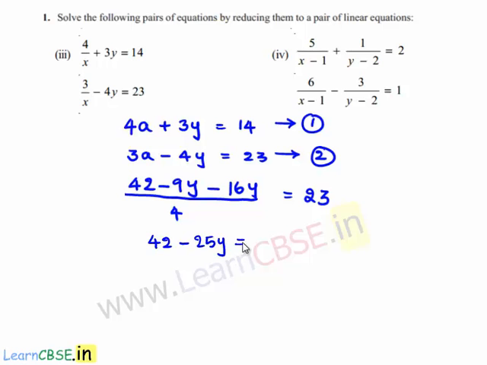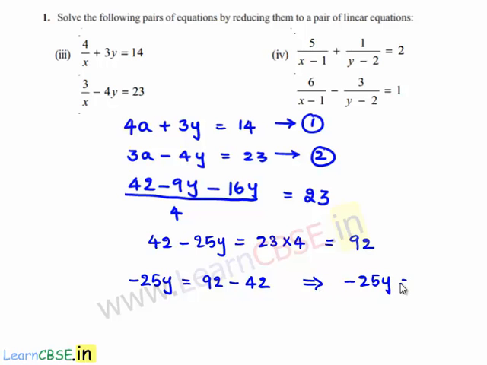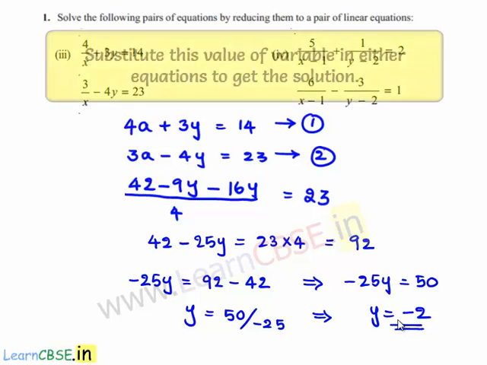Now this equation becomes 42 minus 9y and 16y becomes minus 25y. This is equal to 23 times 4. 23 times 4 is nothing but 92. So we get minus 25y is equal to 92 minus 42, which is nothing but minus 25y is equal to 50. So y can be written as 50 divided by minus 25. That implies y is equal to minus 2. So we found out the value of y as minus 2.